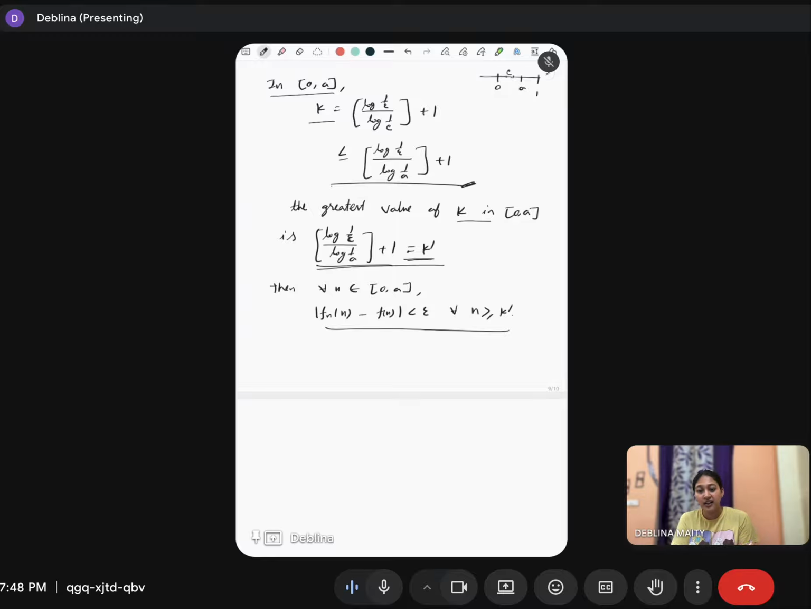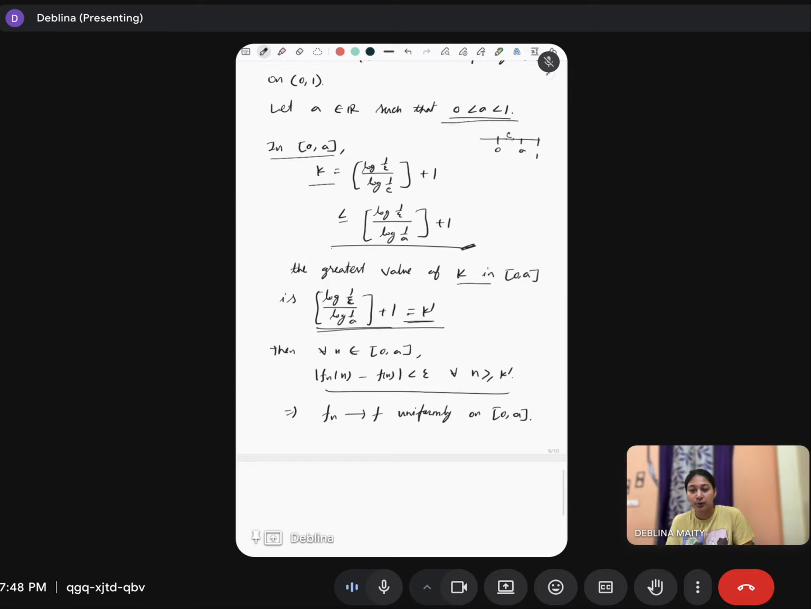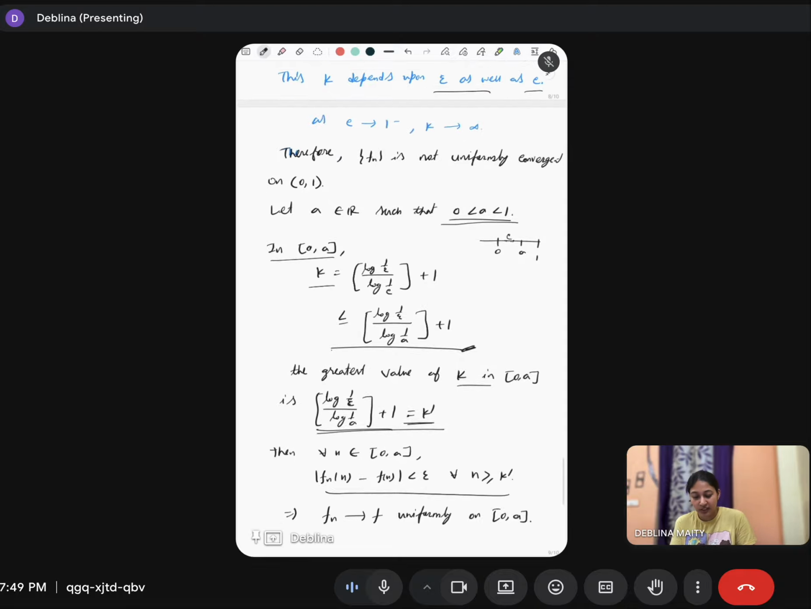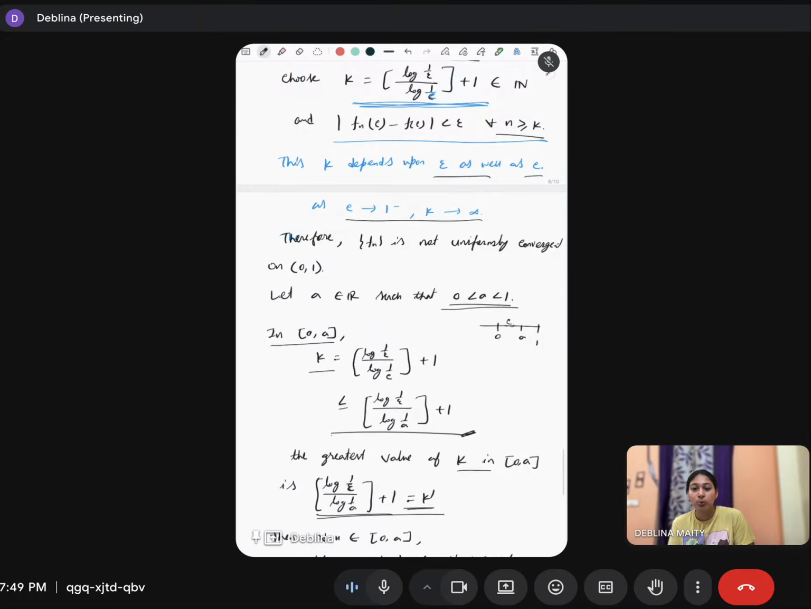Now this k dash is not depending upon the points between 0 to a. This is depending upon a fixed point a. So this means fn converges to f uniformly on the closed interval 0 to a, where a is fixed between 0 to 1, right? A is fixed between 0 to 1. But on the whole open interval 0 to 1, this is not convergent, right? Because it is not defined at the point 1. It goes to infinity as c goes to 1. That's why.